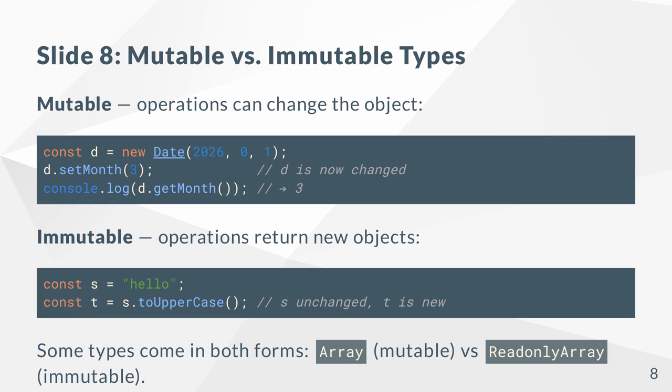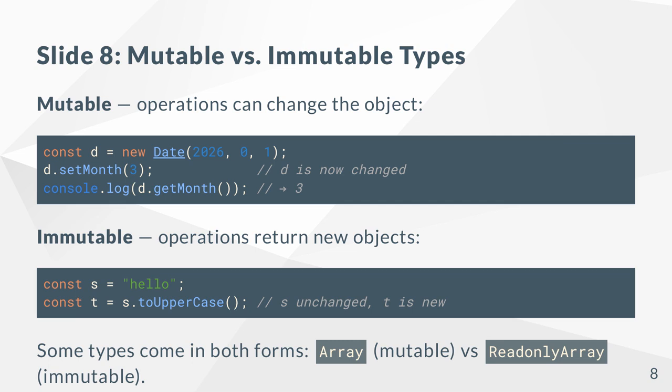An immutable type is one where operations never modify the object. Instead, they return new objects. The string type is immutable. If you call toUpperCase on the string hello, you get back a new string HELLO. The original string hello is unchanged. Some types come in both forms. Array is mutable. ReadonlyArray is its immutable counterpart.